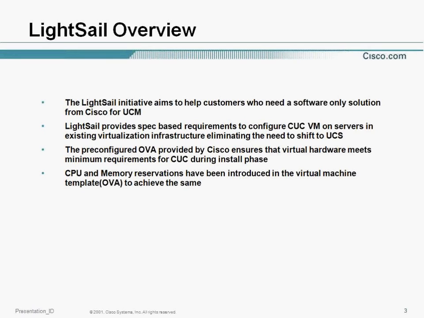It provides the spec-based requirements to configure CUC virtual machines on servers in existing virtualization infrastructure, eliminating the need to shift to the UCS. Having said that, the OVAs that are provided as part of LightSail can still be deployed on UCS. The pre-configured OVAs provided by Cisco ensure that the virtual hardware meets the minimum requirements for Connection during the install phase, and the virtual machine created using the OVA is ready to install Connection. CPU and memory reservations have been introduced in the virtual machine template to achieve this.